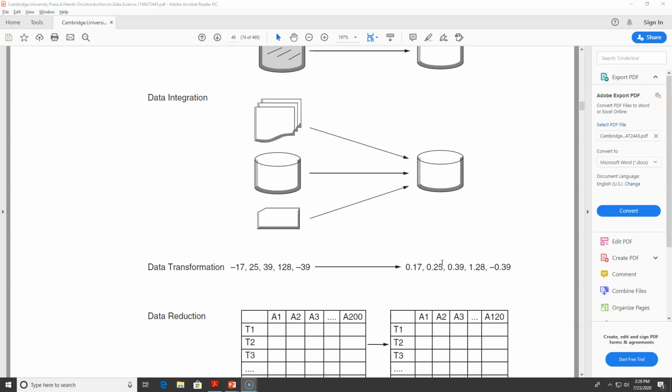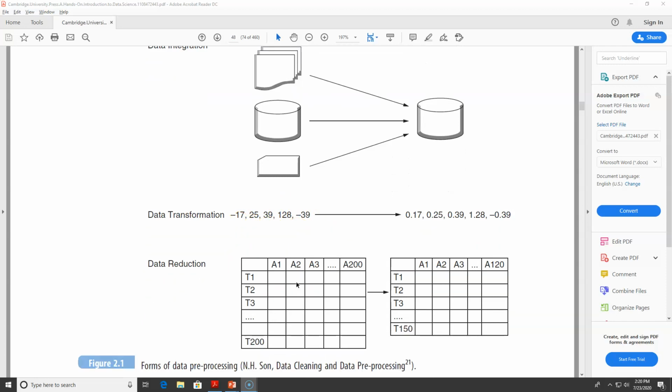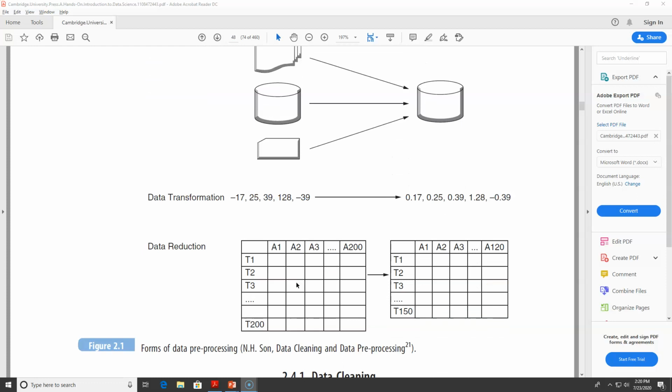In another case, you might want to divide by the biggest number, so that the values only range from 0 to 1. In that case, the maximum number here is 128. So if you divide every number by 128, the 128 itself will become 1, and the rest of the numbers will become less than 1. So there are many possibilities through which you can perform data transformation. This is just one of the examples.